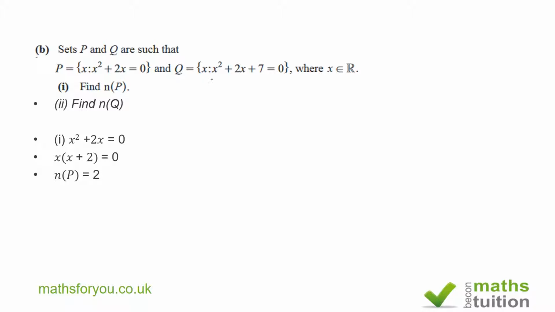Now for this one, I couldn't factorize it immediately, so what I do is a b squared minus 4ac test. My value is less than 0 there, which implies that there is no real number solution. So n(Q) would then be 0.